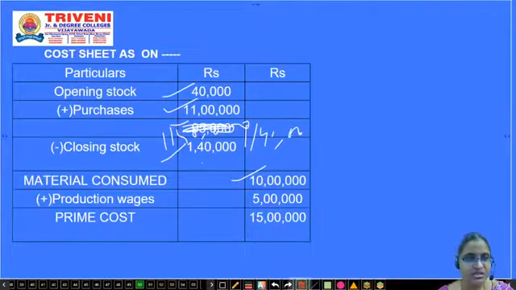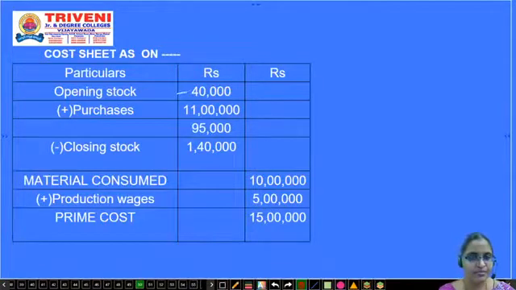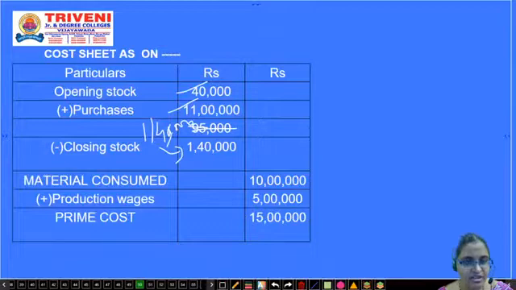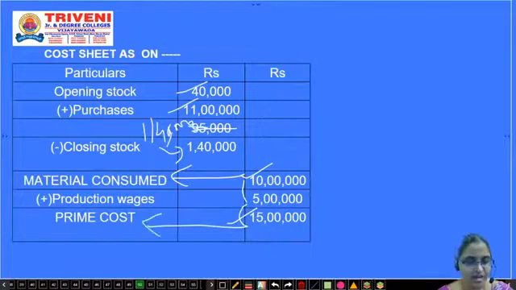Once again, you see that opening stock 40,000, purchases 11 lakh, now you get 11 lakh 40,000. From that 11 lakh 40,000 you subtract the closing stock 1,40,000, you get 10 lakhs. 10 lakhs is treated as the material consumed. After that, add production wages, 5 lakhs. Now you get 15 lakhs. 10 lakhs plus 5 lakhs, you get 15 lakhs. It is called the prime cost.